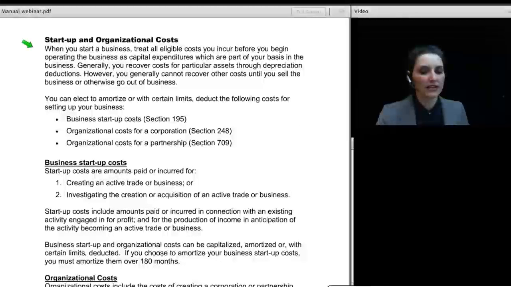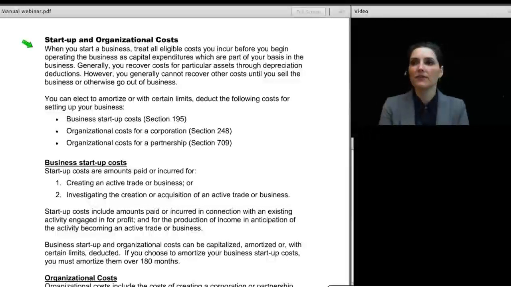Startup and organizational costs. This is probably the biggest, most common one that I deal with because customers come to get their tax returns done by a professional very often for the first time when they acquire a business. I've just bought a business. It's time to hire a professional, so they come on in. And if you've just started up a business, you can have startup costs. And if you've purchased an ongoing business, you can still have startup costs.